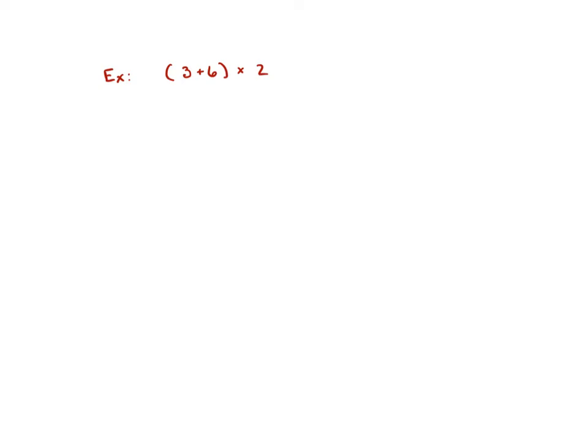Here we've got grouping symbols, the parentheses, so we have to do what's in there first. So it gives us 3 plus 6, 9, times 2, which is 18.